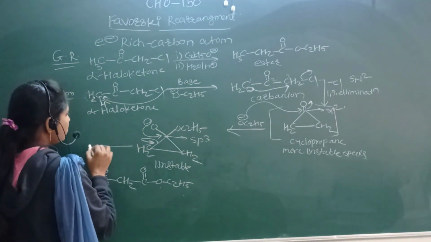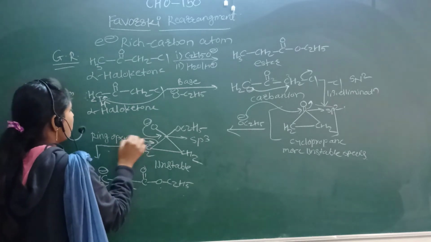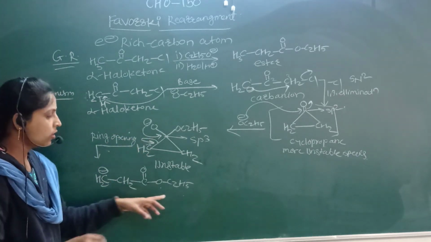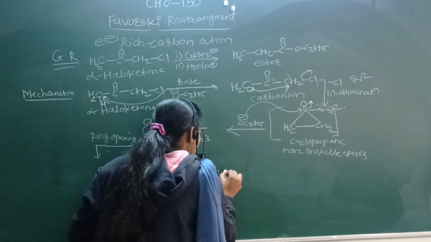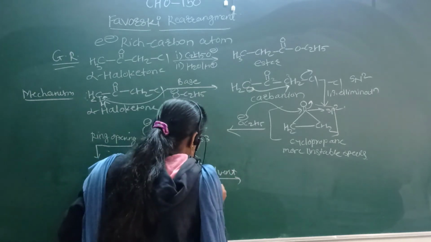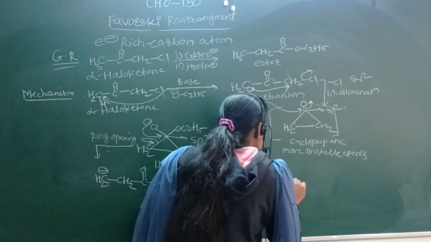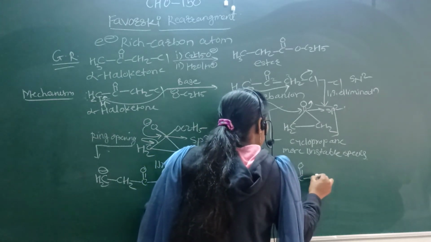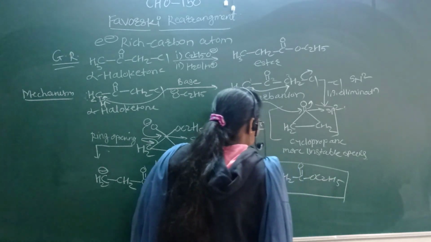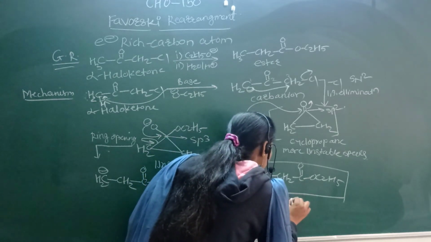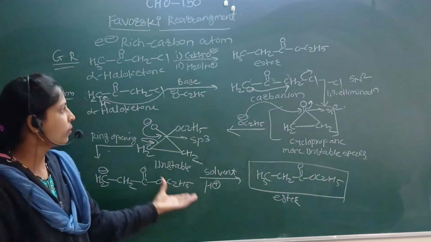Here ring opening takes place. See here, so in the next step we have to use solvent. In the solvation process, that is H plus, formation of your final product, that is CH3CH2C double bond O OC2H5. This is your final product. The name of that product is ester. So this is all about the mechanism of the Favorskii rearrangement.